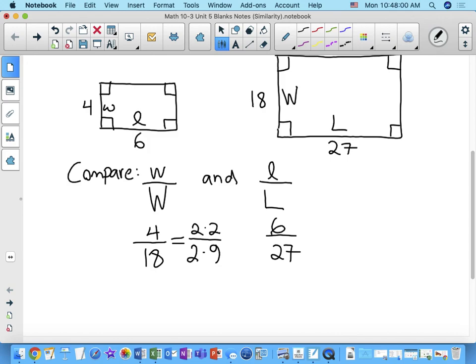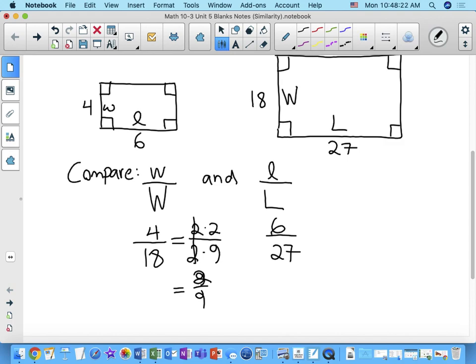Now what happens with this 2 over 2? What's 2 divided by 2? 1. So these ones cancel. And I'm left with 2 over 9. Not 9 over 9. 2 over 9. There we go.